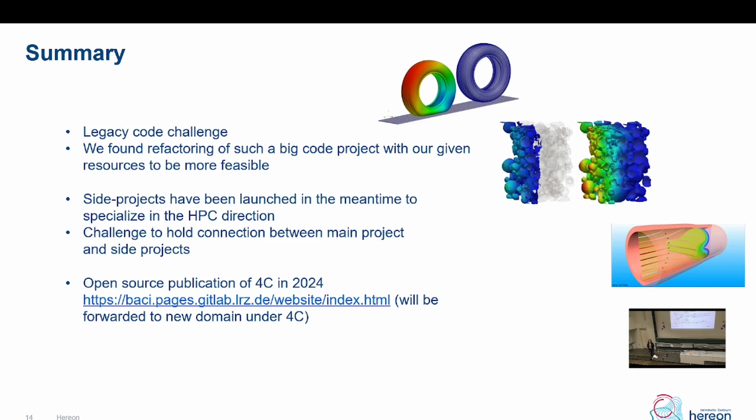If I'd like to summarize the whole thing, I would say we have a challenge with our old code. We tried to set it up new, then changed to a refactored version because it is more feasible for our group, for our maintenance, or for the staff that we have available. We have launched side projects which are very successful, and the challenge is really to couple them back to the main code. We'll publish our code this year. Currently the old name is still in use, because we decided that for publishing we will change the name. The original name is deRSE, and we will publish it under the name for C.